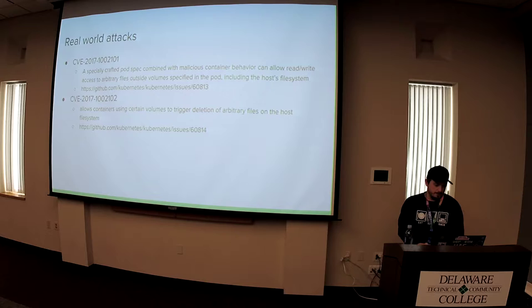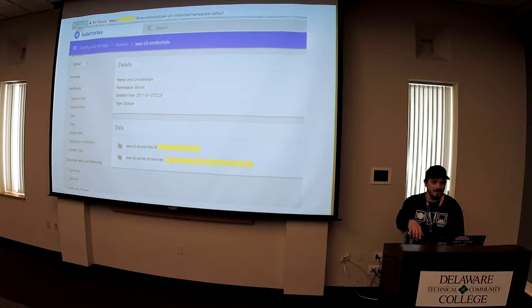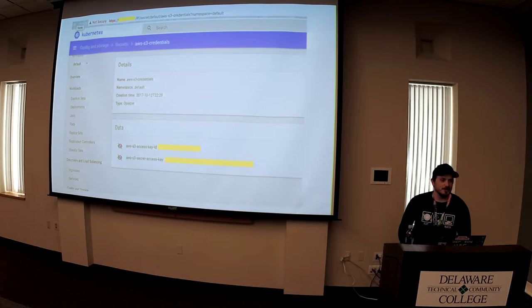Anybody remember this attack at all? Just ring a bell, anybody? Tesla. They got hacked really bad because their Kubernetes dashboard was left unsecure. No password access whatsoever. And back before Kubernetes 1.8, the dashboard had super user access to the cluster. And because of that, they had their AWS access tokens. So the attackers started using Tesla's infrastructure in AWS to mine Bitcoin. It was pretty bad.